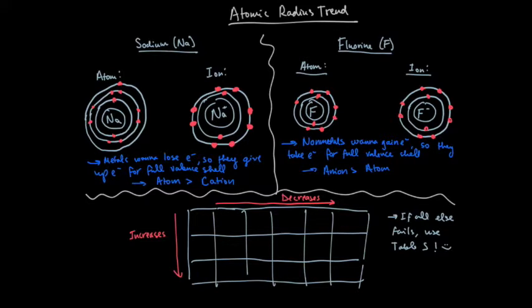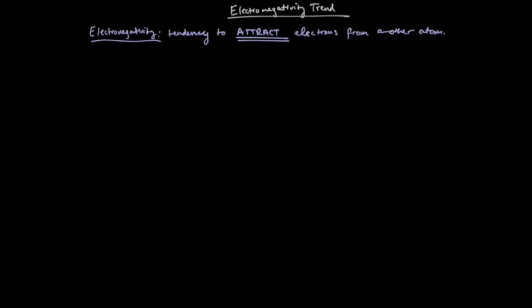Okay, the next trend we're going to look at is the electronegativity trend. Let's start with what electronegativity is. It's the tendency to attract electrons from another atom. So the higher it is, the more likely the atom is to attract electrons. That's going to be a stronger pull.